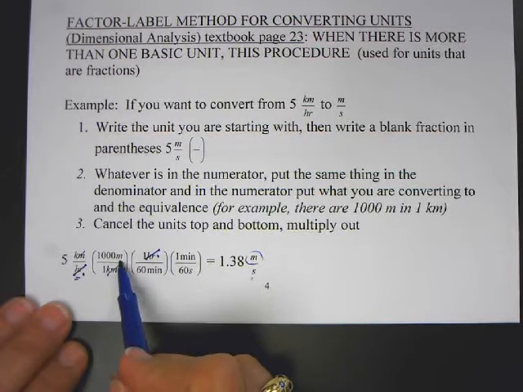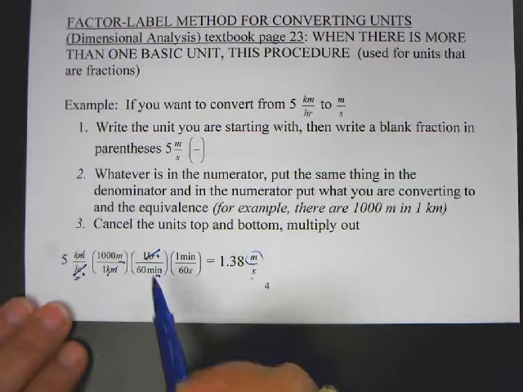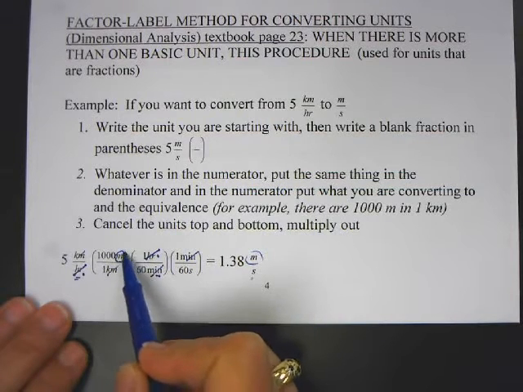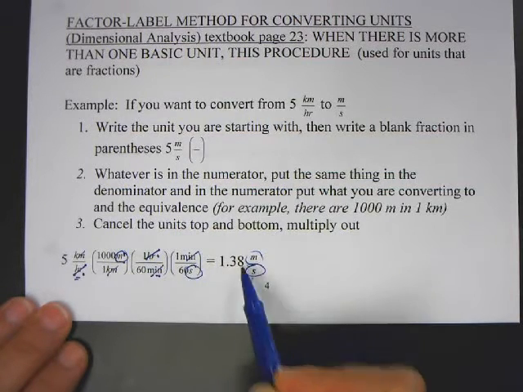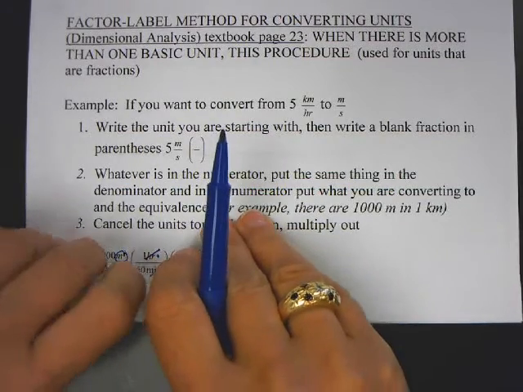Now I have meters per minute, but I want meters per second. So if minutes is in the denominator, I put it in the numerator, so they cancel, and there's 60 seconds in a minute. So I end up with meters per second, which is what I want. And that's it. Now we're going to work some of the homework problems together.